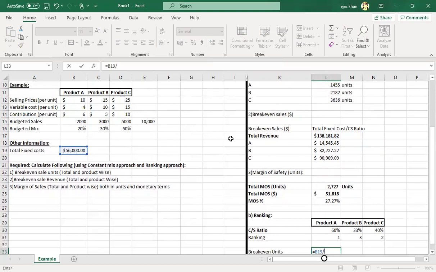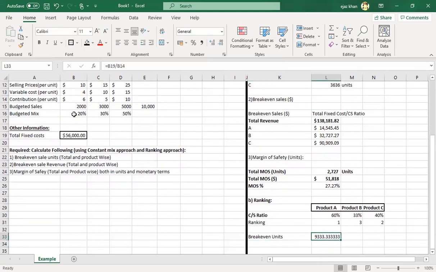Now we have to go for the individual products, and since we are selling product A first, we have to cover $56,000 through product A, which generates a contribution of $6. So 56,000 should be divided by 6 to find out how many units of product A we need to cover this fixed cost. 9,333. But we don't have demand available for product A, we only have a demand of 2,000 units in the market. So there is no point of producing 9,333 units. We cannot sell them. So it means that we can only sell 2,000 units of product A.